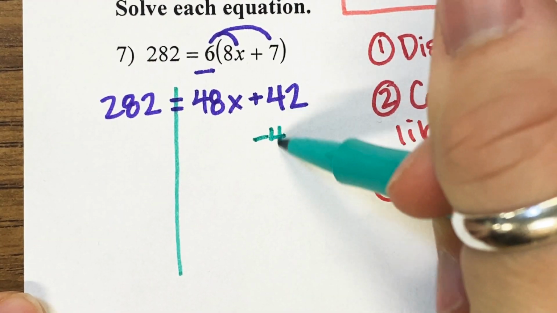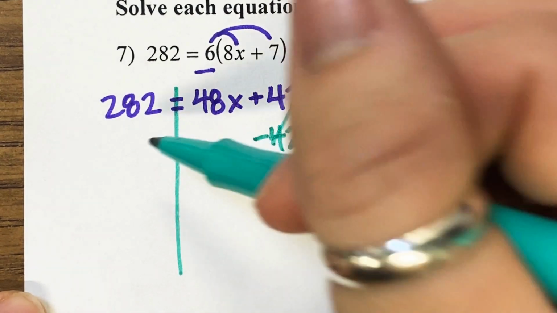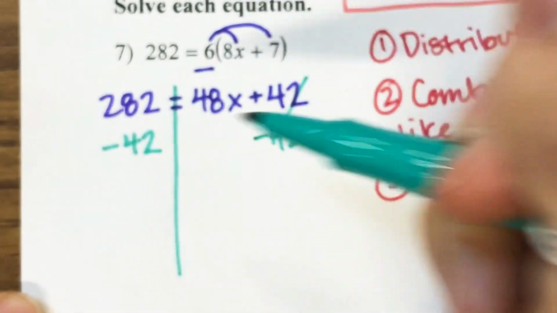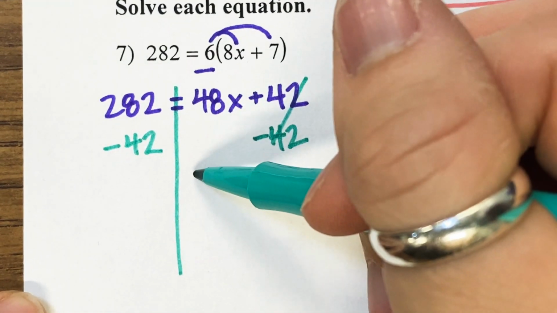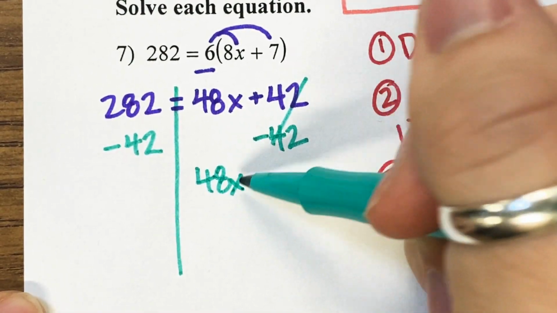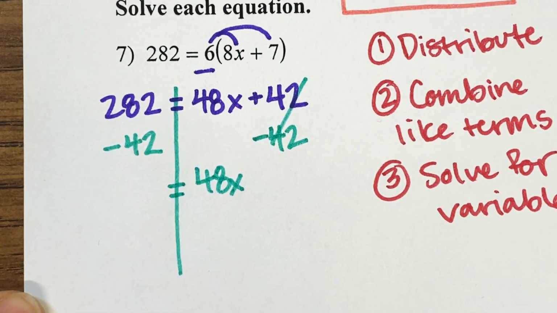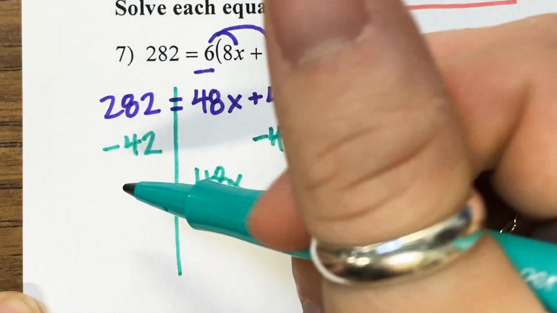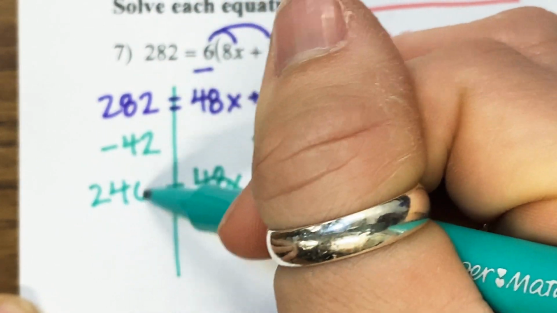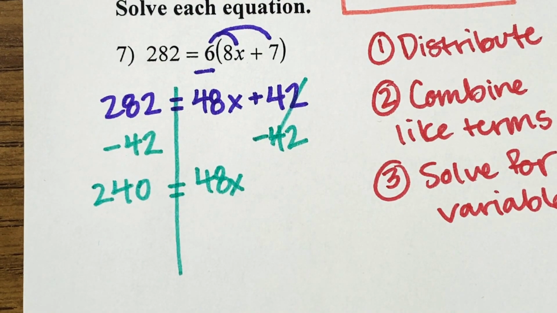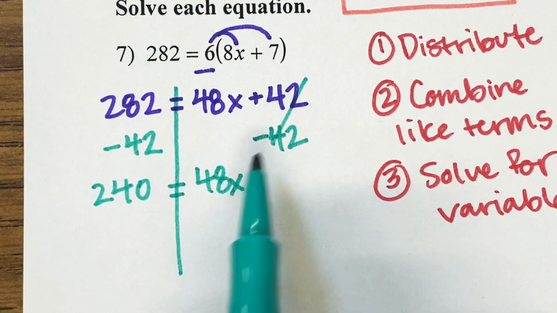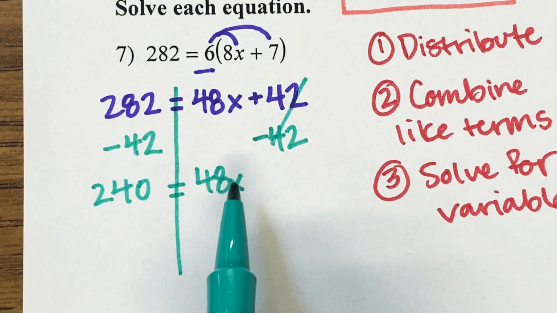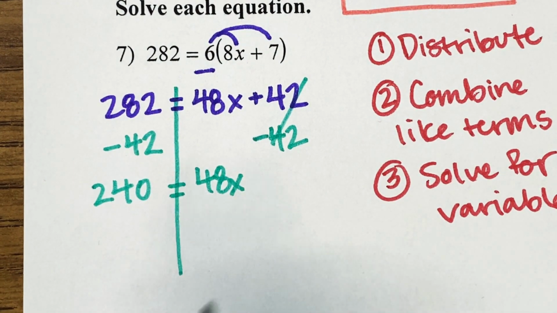We subtract 42. So subtract 42 from both sides. We still have 48x left on this side, equals 282 minus 42, which is going to give me 240. Okay, so we're slowly making this side of our equation smaller until we get this x all by itself.